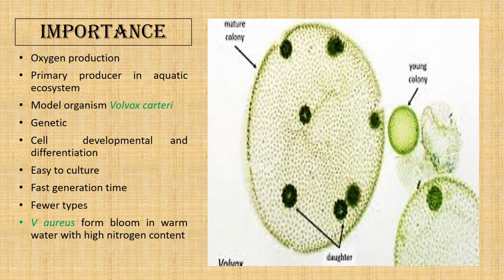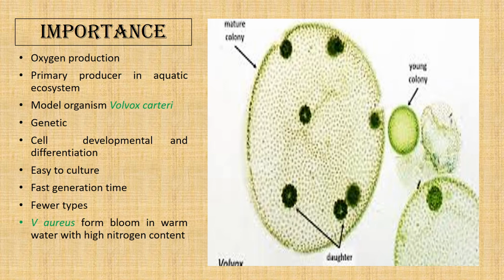Volvox is of immense ecological as well as economic importance, because first, it fixes its food by photosynthesis, so it is contributing towards increasing the oxygen level in water. Also, as they are the primary producers, they are the very first step of the aquatic food chain. So they are very important in the aquatic ecosystem.